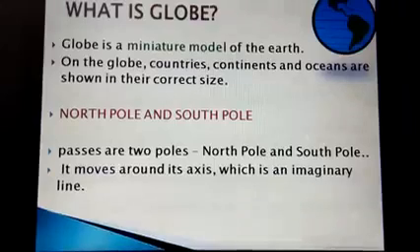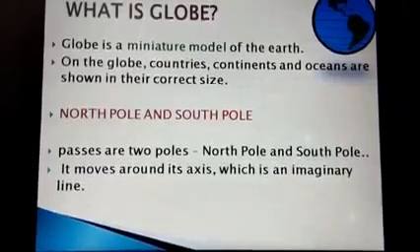So what is globe? Globe is the model of the earth. To put it in a simple and specific way, we can write that globe is the miniature model of the earth. Model means a representative of the earth. On globes, countries, continents and oceans are shown in their correct size. We reduce the scale, but the size on the globe and the earth is reflected in the same way.